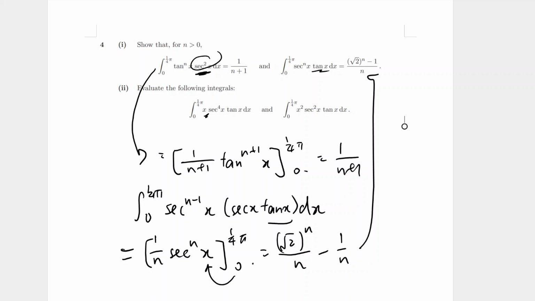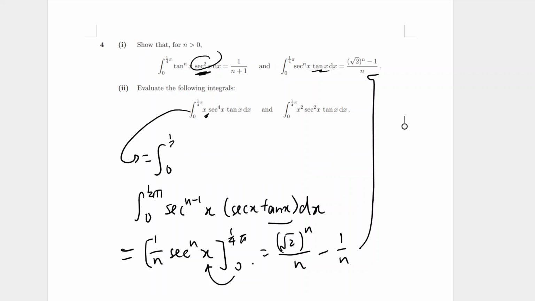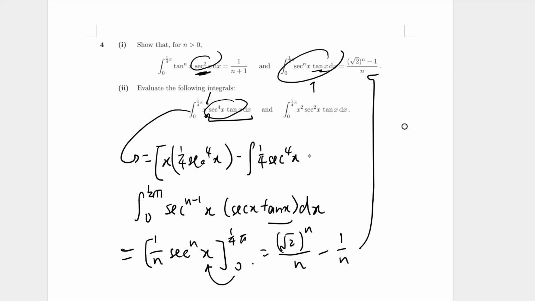Okay, so let's do this by parts, shall we? So this equals the integral from 0 to quarter pi of what? I'm going to differentiate the x and integrate the bit behind. So x times what? How do I integrate this thing? This thing is in the form from part 1, so it's just a quarter sec^4 x, as I explained before. Minus the integral of quarter sec^4 x, and differentiating x becomes 1, so we don't have to take care of that, and this is just dx.